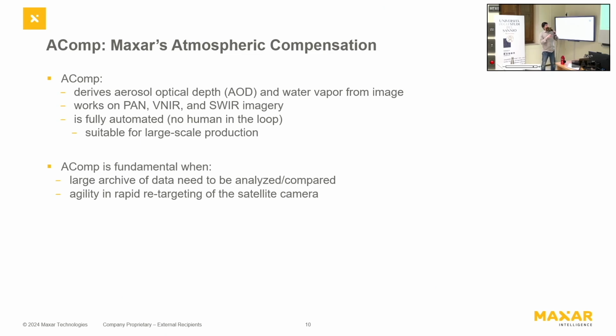ACOMP, which is our atmospheric compensation software, derives the AOD, the aerosol optical depth, and water vapor from the same image. So we are able to have AOD maps of 2-meter posting or less, and they allow us to remove effects of, for example, cirrus clouds. Not clouds, cirrus clouds. They're different.